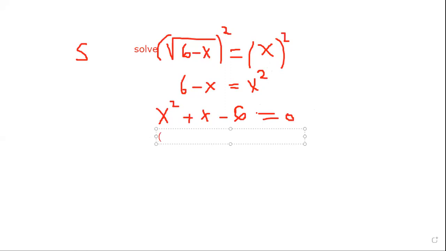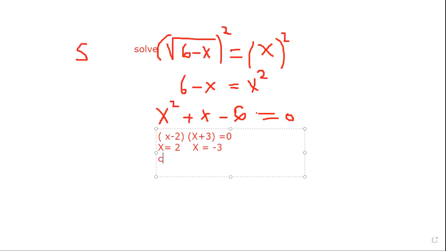It will be x minus 2 and x plus 3. We are looking for two numbers whose product equals 6 and the difference between them equals 1. So we have x minus 2 and x plus 3 equal 0. So what is the value of x in each case? The value of x in the first case will be 2, and the value of x in the second case will be negative 3.